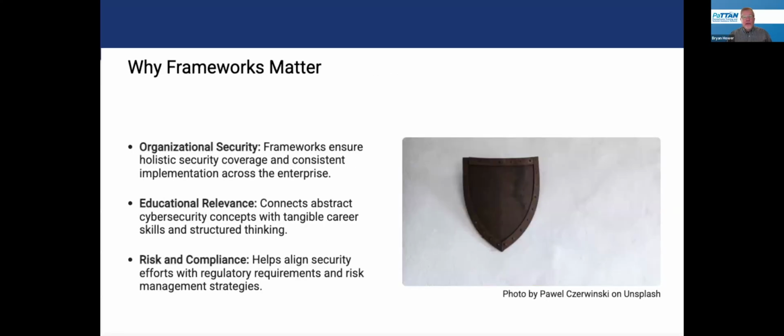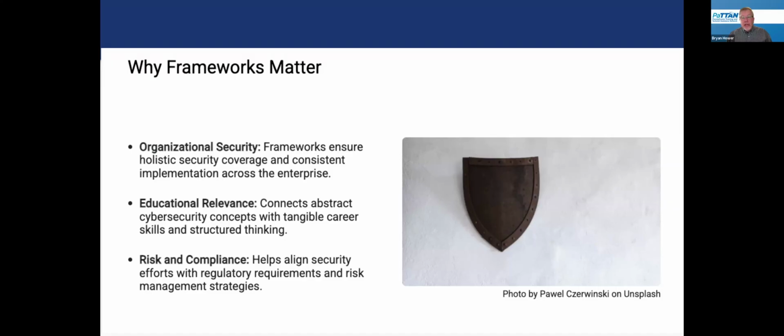So, cybersecurity frameworks are more than theoretical models. They have real-world impact for both organizations and students. For organizations, they ensure comprehensive security coverage, reduce redundancy, and foster consistent implementation. Frameworks also play a vital role in regulatory compliance, aligning efforts with industry standards and legal requirements.